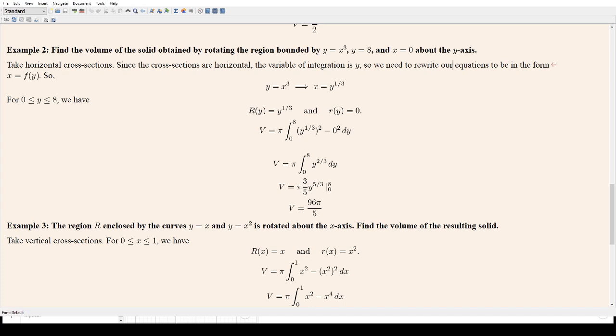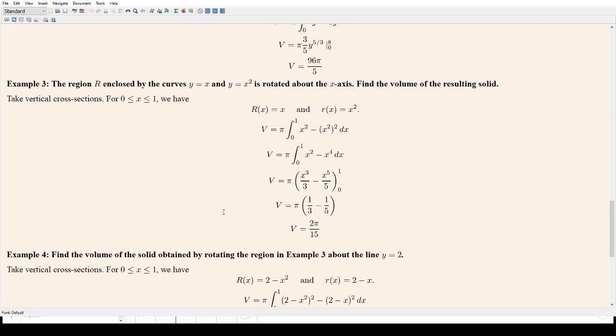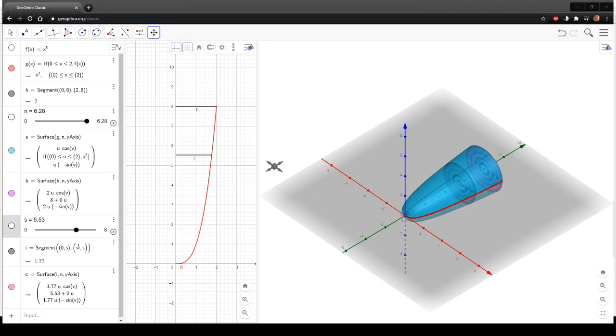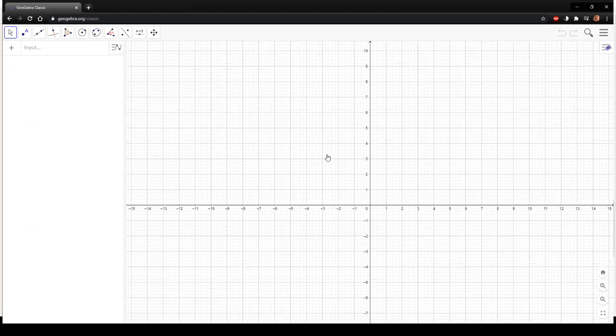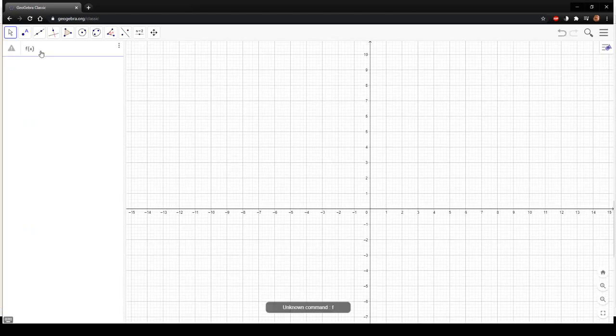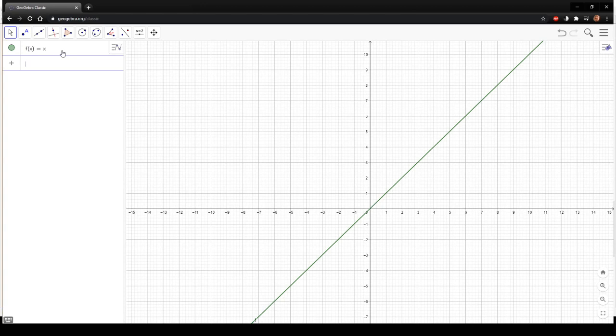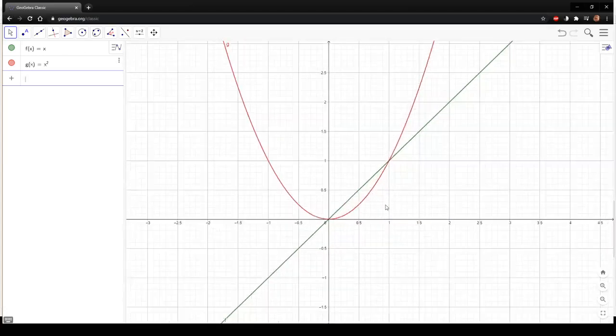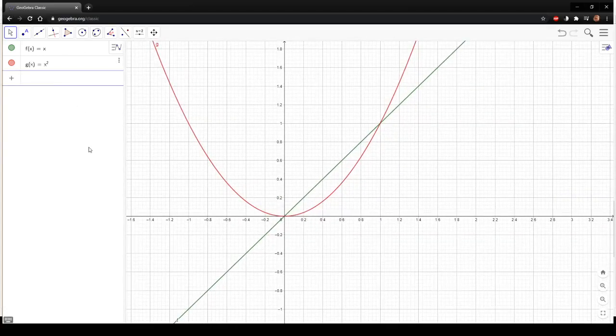Okay, next, example 3. So the region enclosed by the curves y equals x and y equals x squared, and then we rotate it about the x-axis. So let's take a look at this. What is this going to look like? So let me go ahead and get a fresh slate. So f of x equals x, g of x equals x squared. Now we are interested in the region between them. So that is for values of x between 0 and 1.